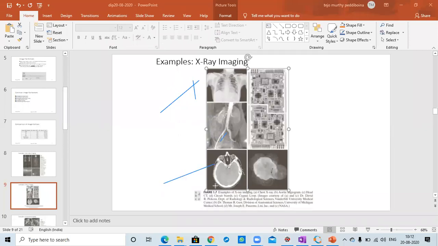This is head scan. All these things can be done with X-rays, and X-rays have applications in both medical diagnostics and industrial applications also.